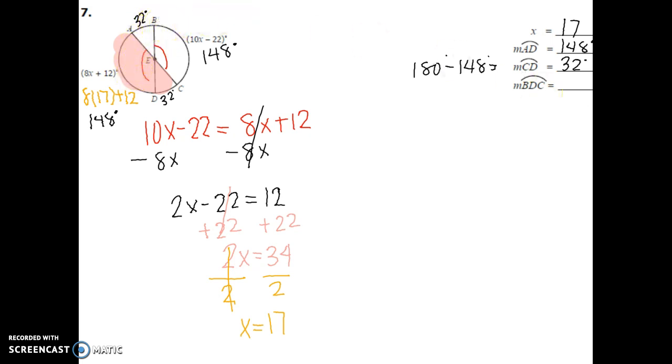And then last, we are looking for BDC. That is what we are looking for. So arc BDC, I'm just going to add all those values up. I'm going to say 32 plus 148 plus 32. And that's going to give me 212 degrees.